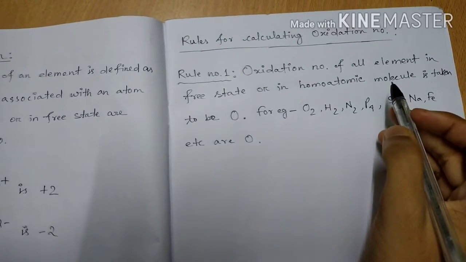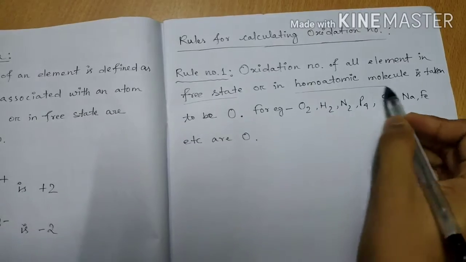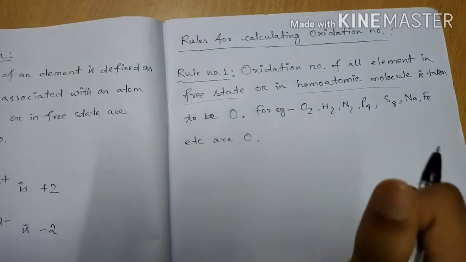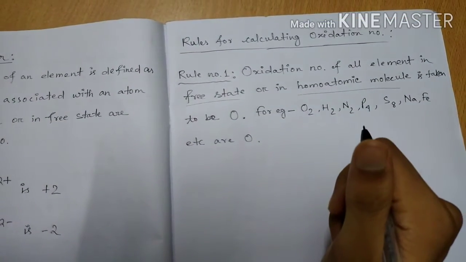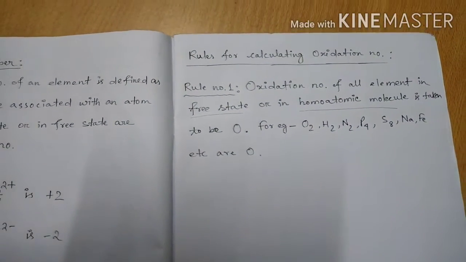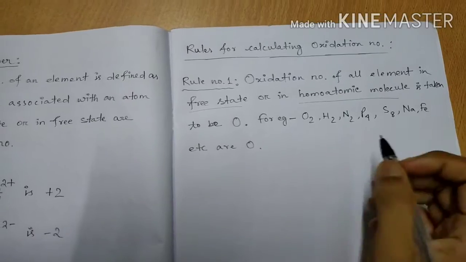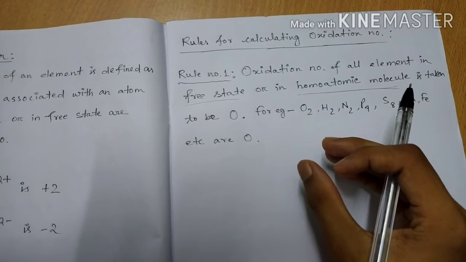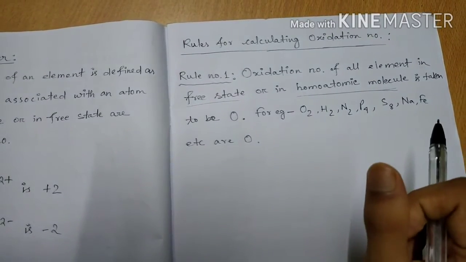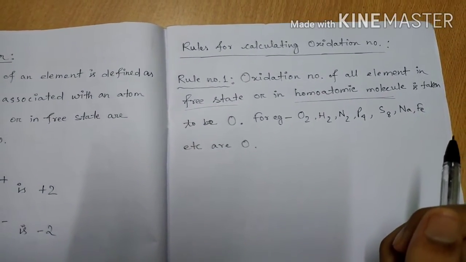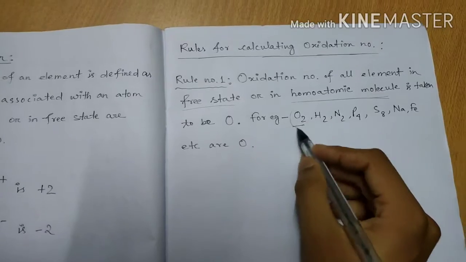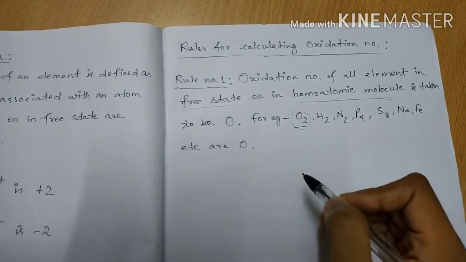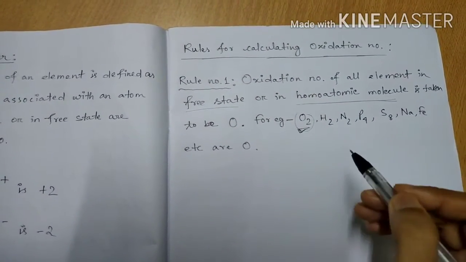You have to know first what is free state and what is a homoatomic molecule. Free state means the atom which has no charge; that atom is in free state. A homoatomic molecule means two atoms of the same kind combined together to form a molecule. You see this oxygen: two atoms of the same kind, oxygen, combine together and form a molecule. So this is called a homoatomic molecule.